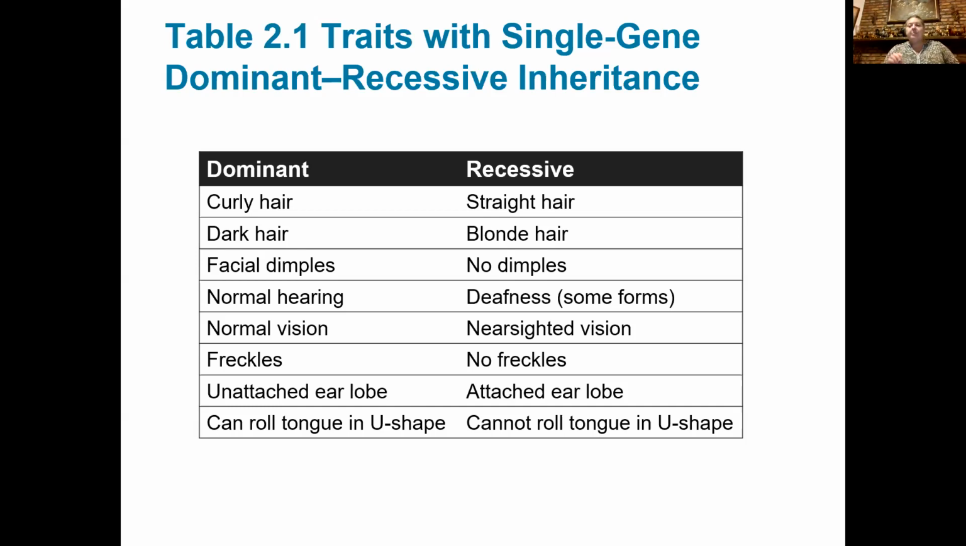Most things are polygenic, meaning they have more than one gene involved. But there are some traits like curly hair, which is dominant. Straight hair is a recessive gene, so you would have to get two recessive straight hair genes. Dark hair is dominant, recessive is blonde. We already went through that. Dimples are dominant, no dimples is recessive. Normal hearing is dominant. Deafness, some forms are a recessive gene. There are genetic forms of deafness, and so on and so forth. There are certain things that are related to that single gene dominant recessive inheritance.